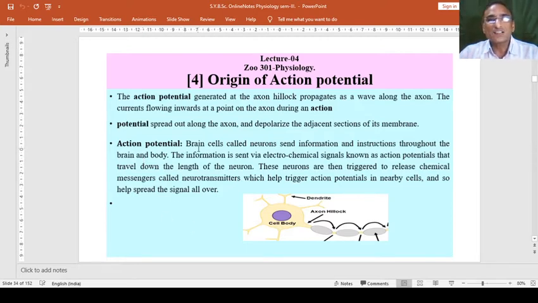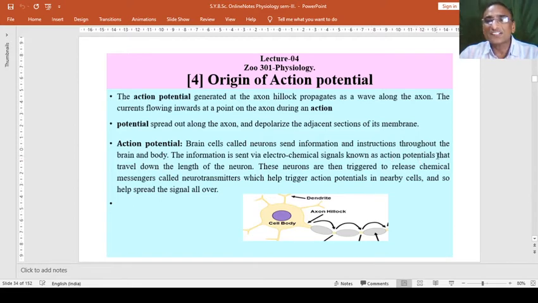Brain cells called neurons send information and instructions throughout the brain and body. We can say this give and take, or to and fro, mechanism of information is facilitated by the neurons or nerve cells through the action potential. The information is sent via electrochemical signals known as action potential. This is the simple definition.